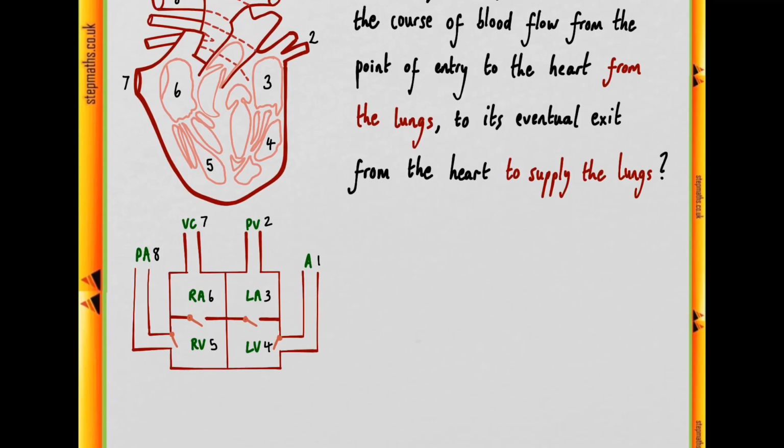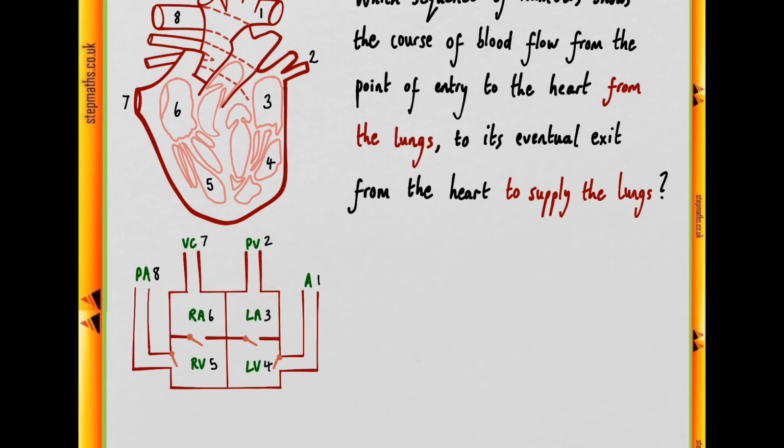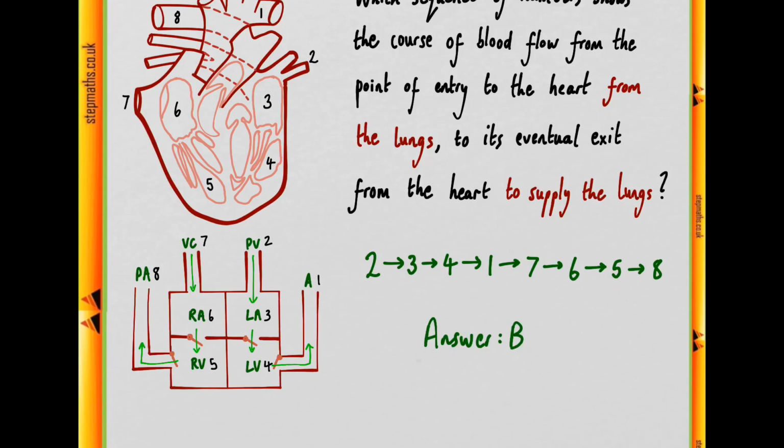So we'll start with the entire course of the blood flow, which will be from 2 to 3, from the pulmonary vein into the left atrium, from which it will be pumped into the left ventricle, which is 4, out through the aorta to the entire body, until it returns from the vena cava, seen here, into the right atrium, and then into the right ventricle, and then into the pulmonary artery, in order to supply the lungs with deoxygenated blood, and then that will return as oxygenated blood to the left-hand side of the heart. So this is our total sequence, which we can see identically corresponds to option B.